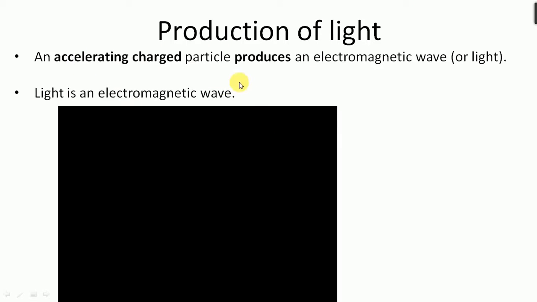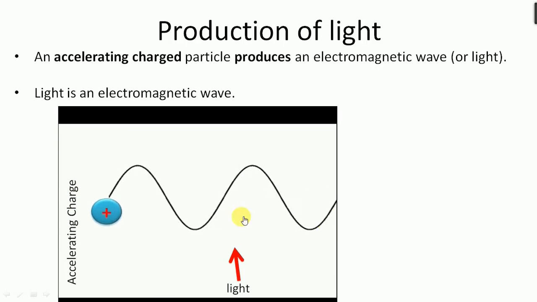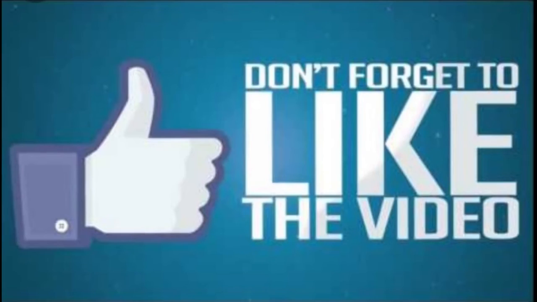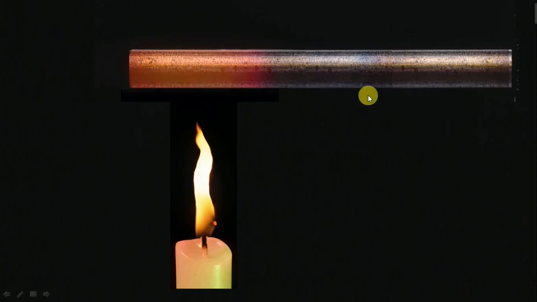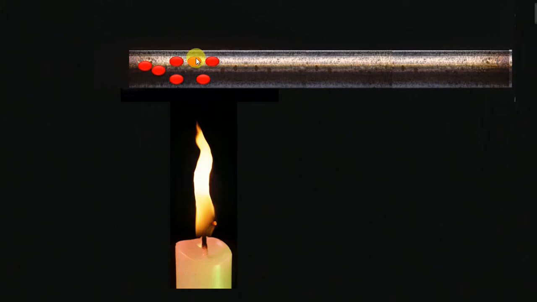Production of light. When charged particles accelerate, they produce an electromagnetic wave, and light is one form of electromagnetic wave. Now let us see how light is produced. Here you can see this charge is accelerating and it is producing an electromagnetic wave, and this electromagnetic wave is light. So an accelerating charge produces light. When we heat a metal, after some time the metal starts glowing, which means it is producing light. Let us explain this. Inside metals there are lots of charged particles, electrons and protons, and when we heat the metal, the charged particles inside the metal start vibrating or accelerating, and we know an accelerating charge produces light. So this is how a metal produces light on heating.